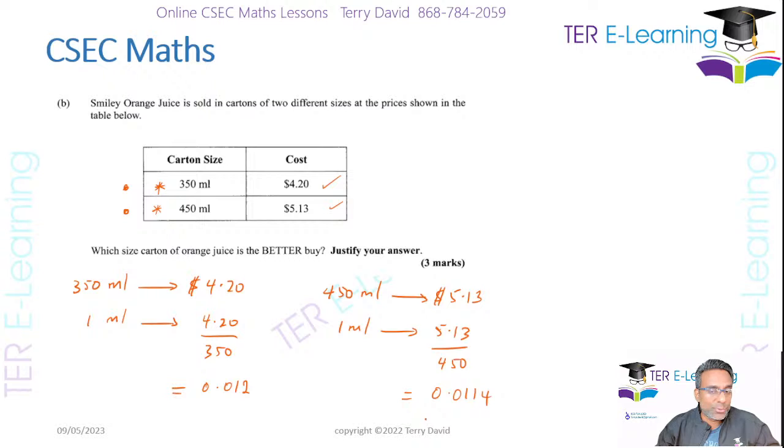So you've got to compare the two numbers. If you compare the bigger size, you realize this number here is actually less than this number here. It means that for the 450 milliliter option, you are actually paying less per milliliter. So that's your best buy. Your best buy is the 450. And that's a typical case when it comes to buying in large quantities. So that is part B.